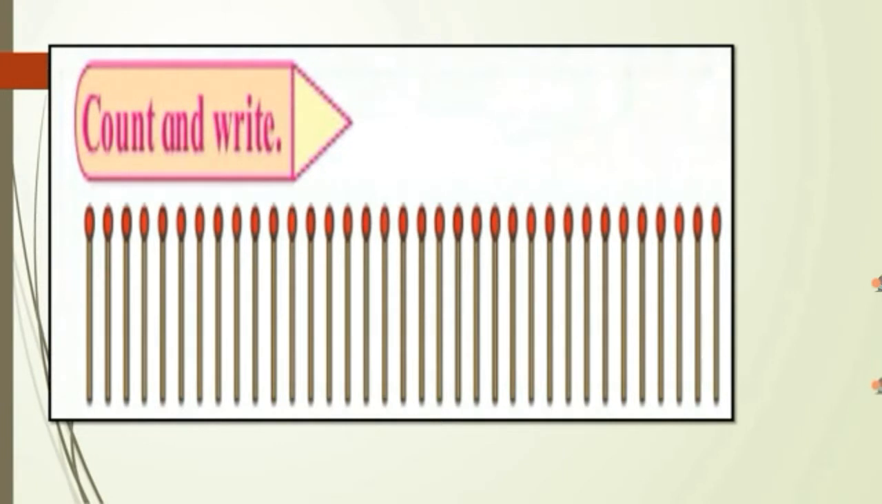Look here, some sticks are given here. So first we count all these sticks. Okay. 1, 2, 3, 4, 5, 6, 7, 8, 9, 10, 11, 12, 13, 14, 15, 16, 17, 18, 19, 20, 21, 22, 23, 24, 25, 26, 27, 28, 29, 30. Okay. Then 31, 32, 33, 34 and 35. Now all of you understand how many sticks are here? 35 sticks are given here.